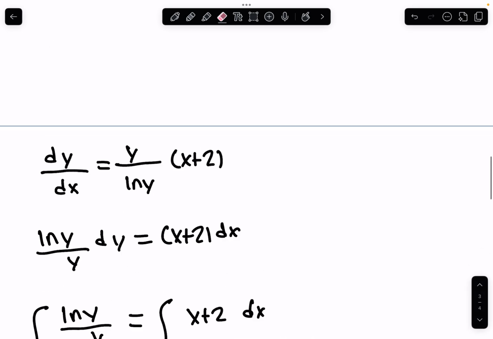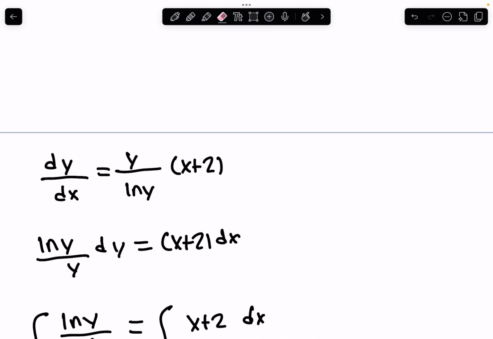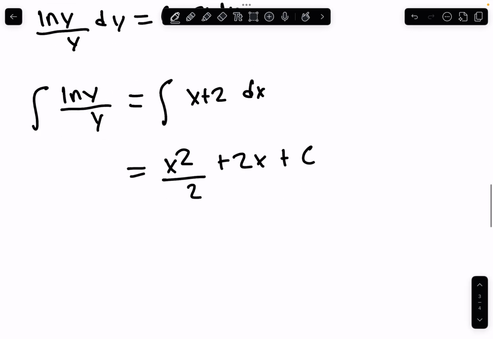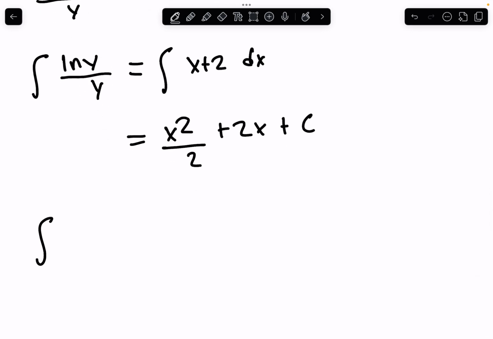And I forgot to tell you, he gave us that at these conditions y equals e and x equals 2, which we'll be using after we integrate y, so we can find c. So let's leave this and let's try to integrate y. We want the integral of ln y over y dy.